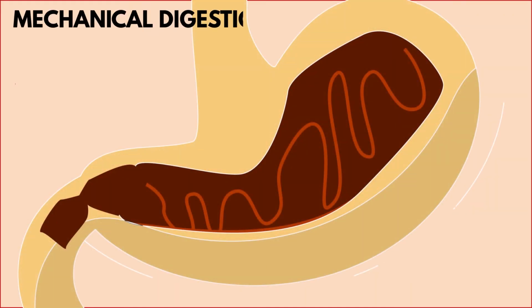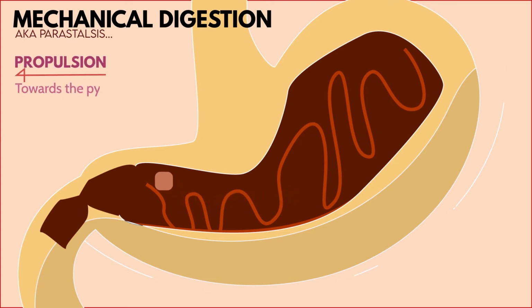Mechanical digestion of the food bolus is occurring at the same time as all this chemical digestion, thus allowing for a greater rate of overall digestion. Mechanical digestion in the stomach involves peristaltic movements called propulsion and retropulsion. Propulsion is the propelling of the gastric contents towards the pyloric sphincter, which is open ever so slightly to allow only the smallest contents through and into the small intestine.